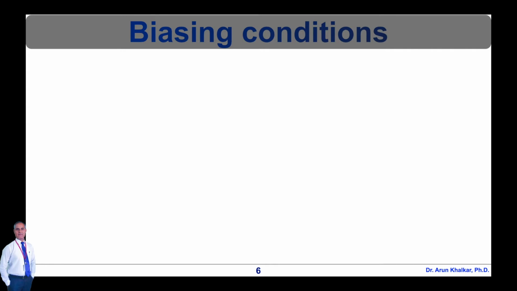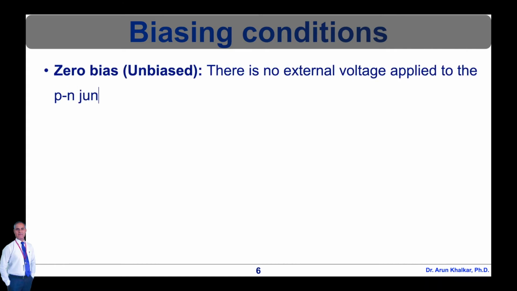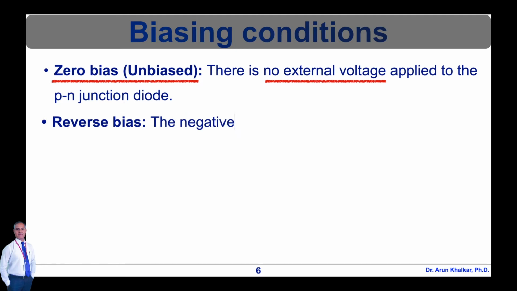There are three biasing conditions for a PN junction diode, and this is based on the voltage applied. First of all, zero bias. There is no external voltage applied to the PN junction diode. Second one is forward bias.